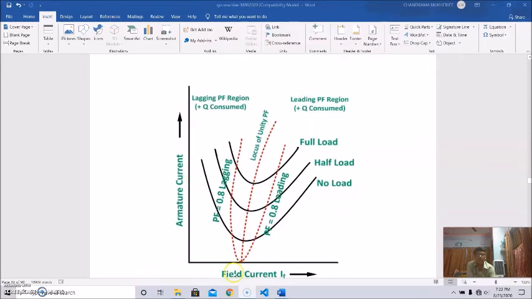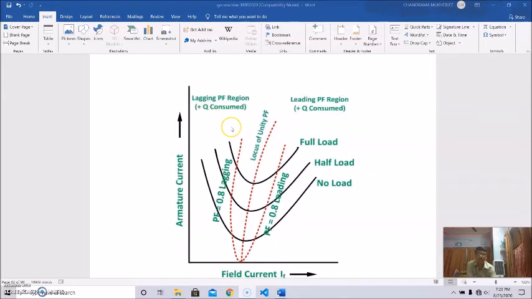This is the armature current, this is the field current, and this is at no load. This is the 0.8 power factor leading region, that is for no load, half load and full load, and this is 0.8 power factor lagging, where also this is no load, half load and full load. In the leading power factor region, reactive power is consumed, and in the lagging power factor region, plus Q is consumed.